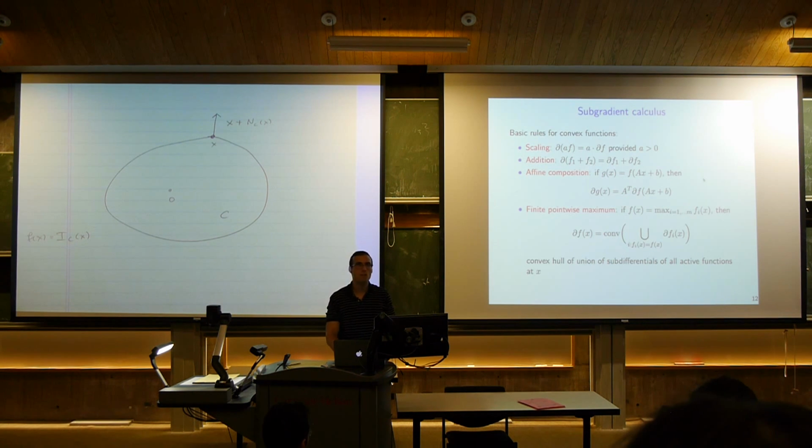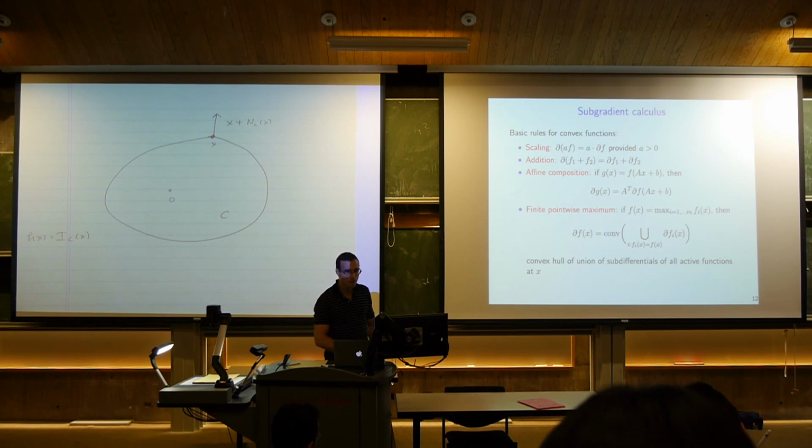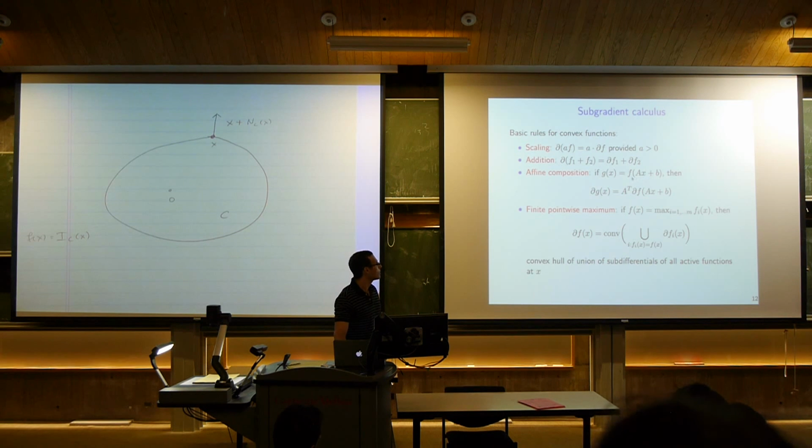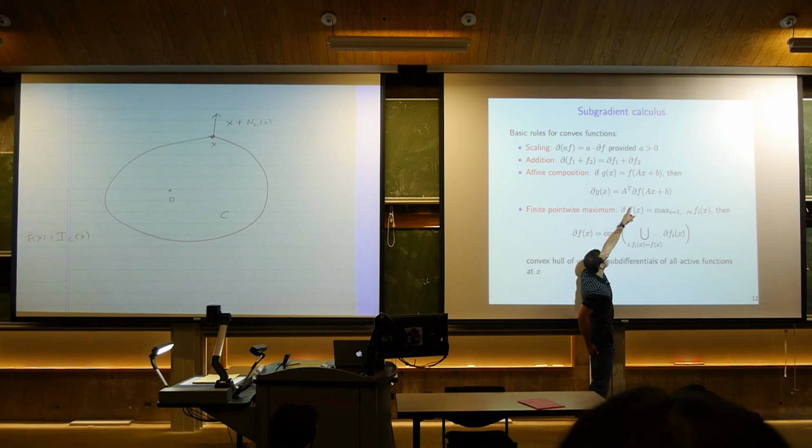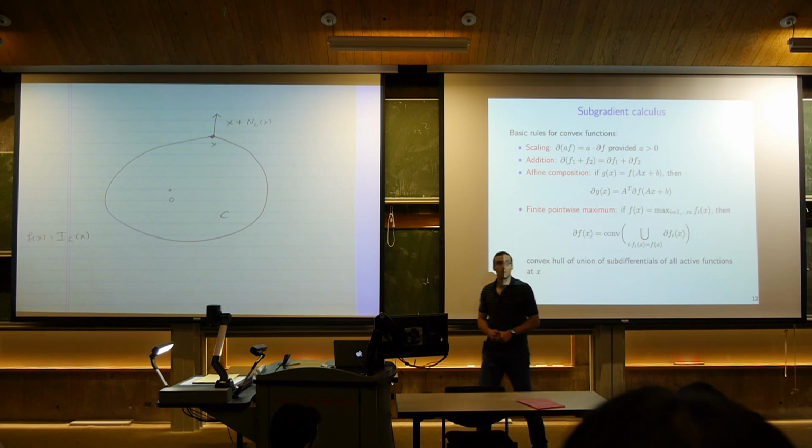This is the closest thing that we have to a chain rule for subgradients, but we think about it in terms of the inner function, the composition being an affine function. So if I have a function f and a matrix A and a vector b, and I compose f with Ax plus b, and I call that function g of x, then the subgradients of g are A transpose times the subgradients of f evaluated at Ax plus b.